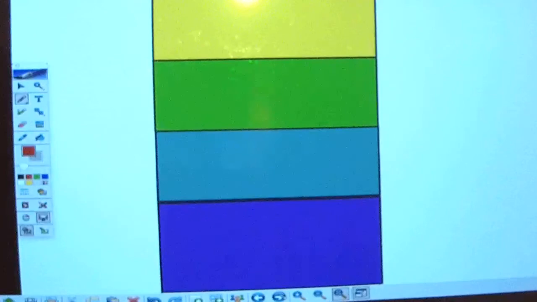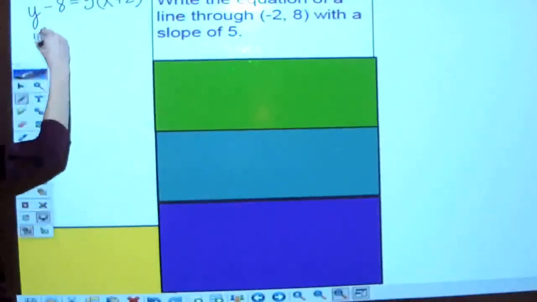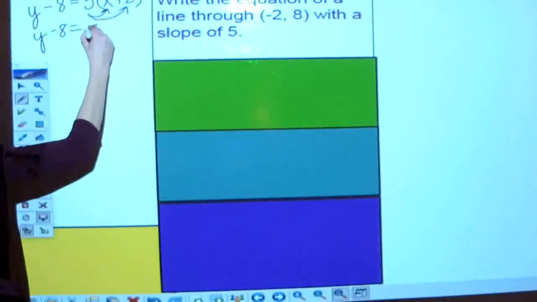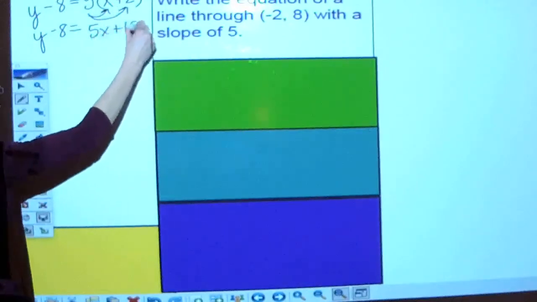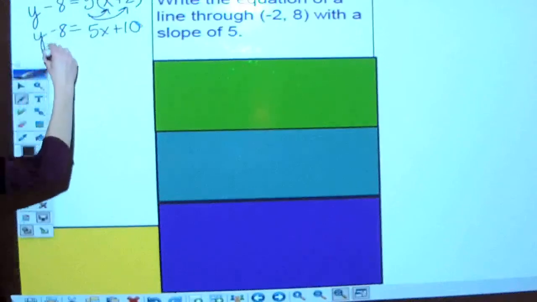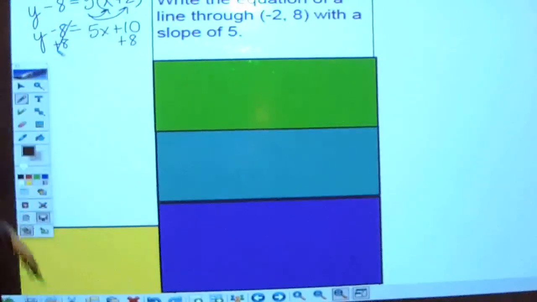So we solve this and put it in slope-intercept form. What do you get when you distribute? 5x plus y plus 8 equals 5x. And then last step, plus y plus 8. So what equation at the bottom of your sheet matches that equation? y equals 10. 5x plus 8.